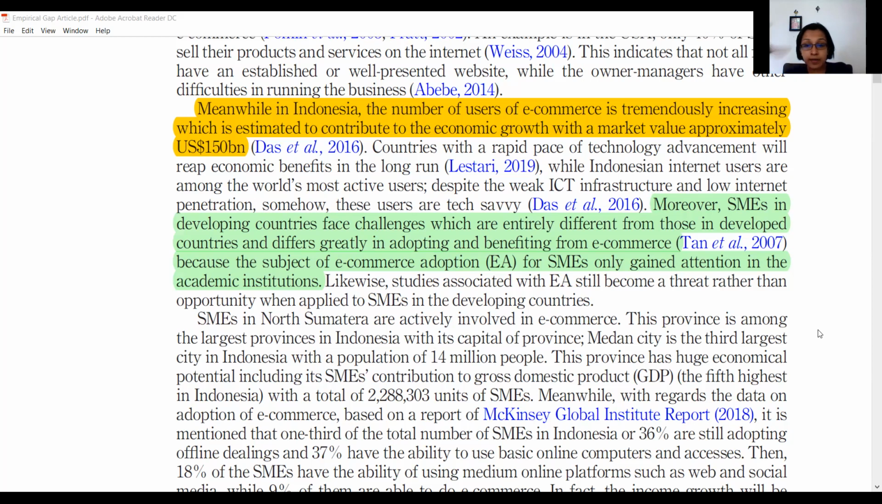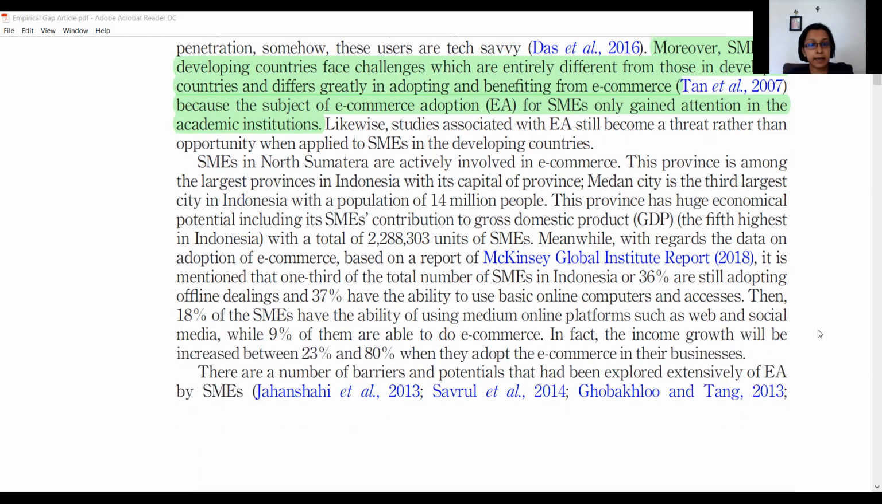You see, so this is the way you need to generate your research problem, right? Then it says something about SMEs in North Sumatra, that is one of the cities in Indonesia, right? Then it says about the situation in Indonesia and SMEs' e-commerce adoption, right? So it emphasized that e-commerce adoption in Indonesia is relatively low when compared with other developed countries. Okay, so this is the way you need to justify your research question, your research problem.